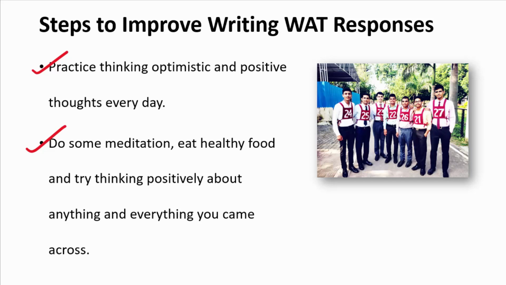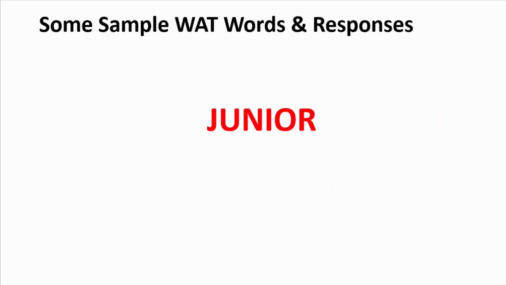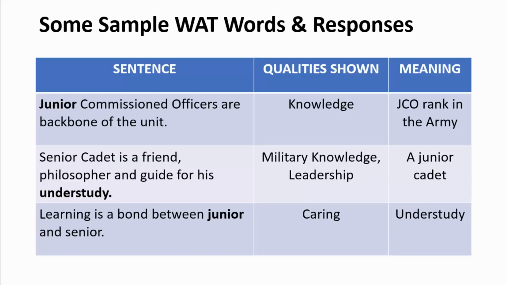Now, let me skip on to the sample WAT words and responses. So here you go. The first word is junior. Now, I'll show you sample responses that you can give for this particular word. You can write, junior commissioned officers are backbone of the unit. The quality which will be shown through your sentence will be of knowledge. The meaning of junior in this sentence means the JCO rank in the army.